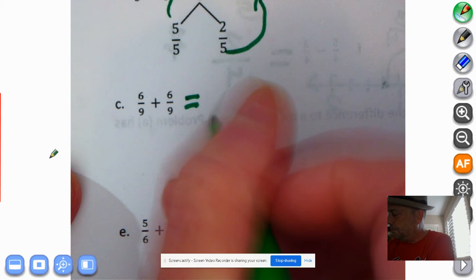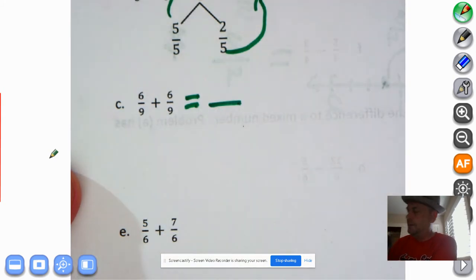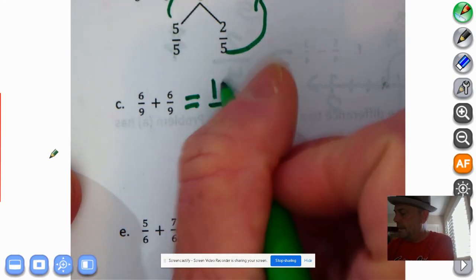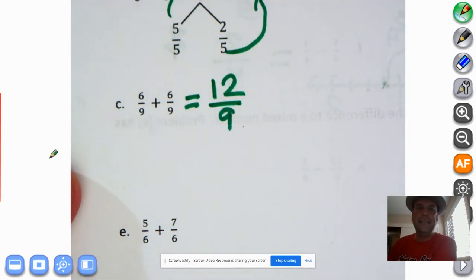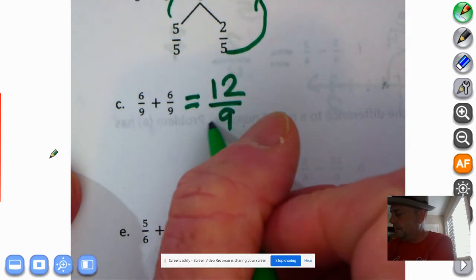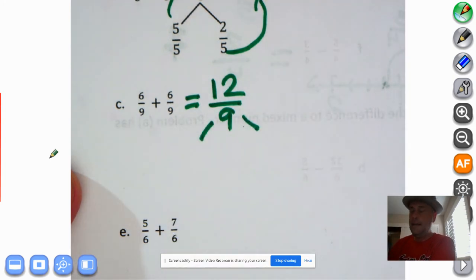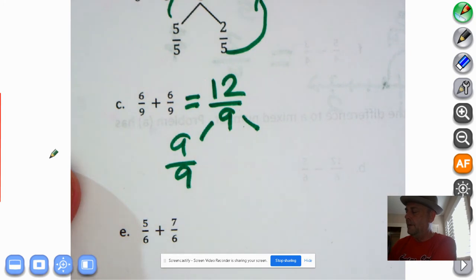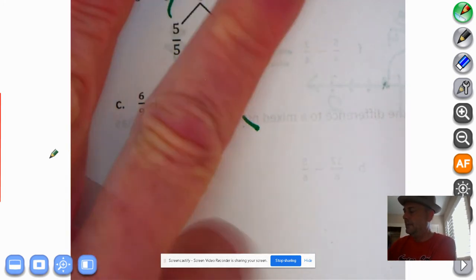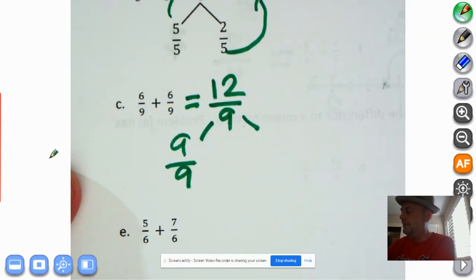So 6 plus 6, what does that equal? 6 plus 6 is 12, and the 9 remains the same. We need to break this into number bonds. So we have 9/9, right? To show number 1, what's left over? We'll count up from 9. 10, 11, 12. There's 3/9 left over.